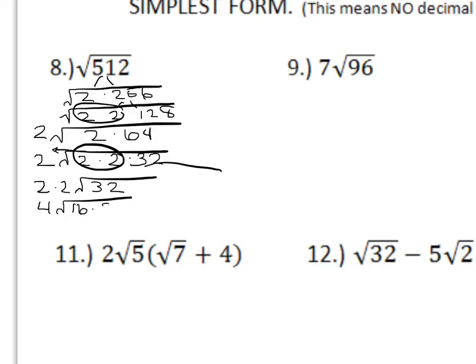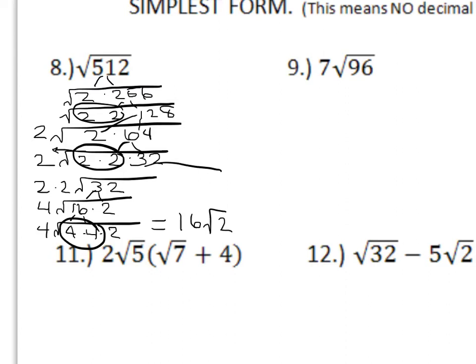32 is 16 times 2. 16 is 4 times 4 times, and then we have our 2 still. And bringing our couple out gives us a final answer of 4 times 4 on the outside, which is 16, and a root 2 left inside.